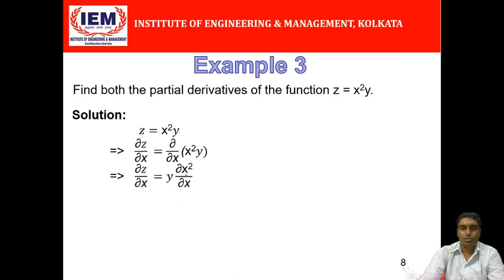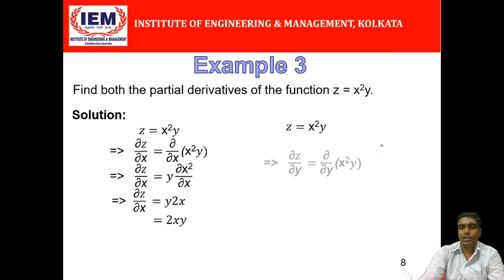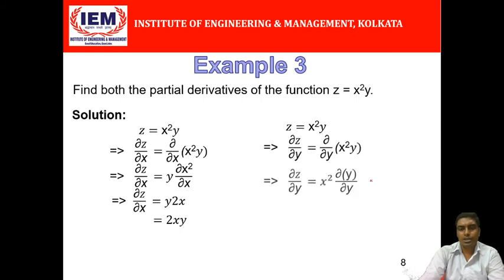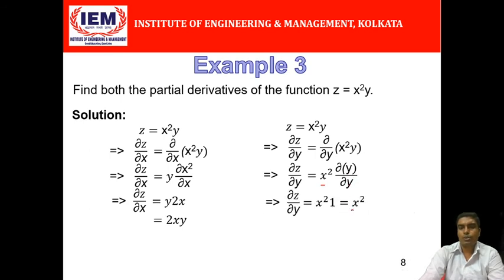So y you can take out as a constant. So y times del x square del x. And you know the derivative of x square with respect to x is 2x. So the result is 2xy. Similarly, if I differentiate this function with respect to y, x square will be constant. So x square will come out, and del y del y will be 1. So the result is x square.